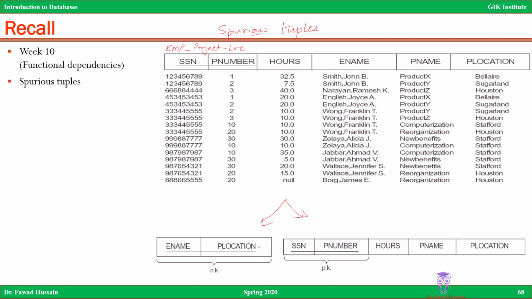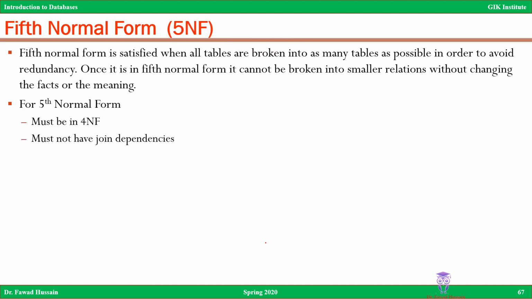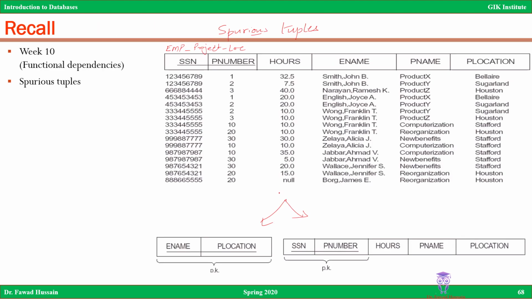So this is a result of the joining between these two tables. So let's go back to the definition. Just once we have recalled this problem with the spurious tuples, let's go back to the original definition. So when all tables are broken into as many tables as possible, this breaking of table is not possible. Why? Because when you rejoin it, you will create or you will destroy information. So this is not possible.